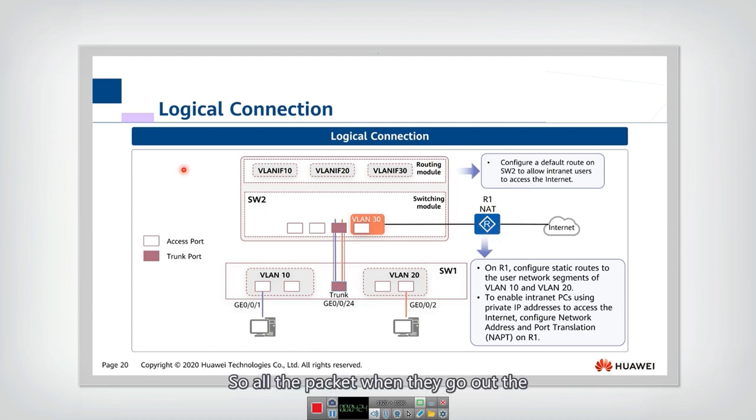So for all the packets, when they go out, the outer internet will think these packets come from one same IP address. Okay. So to enable the PCs using private IP addresses to access the internet, this router's NAT can function as the configuration and translation of this communication. We configure the network address and port translation on router one. Okay. This is the logical connection. Now let's look at how a packet is forwarded until it arrives at the server.